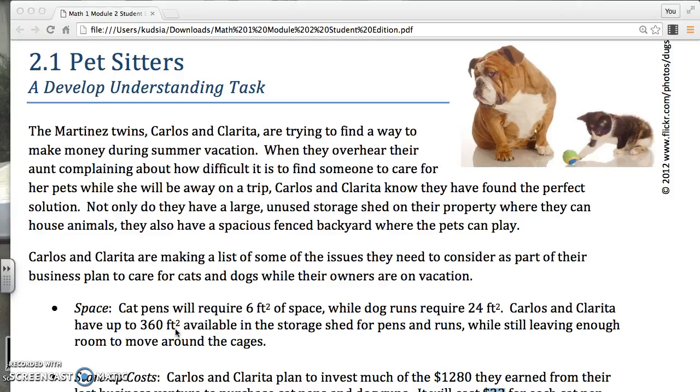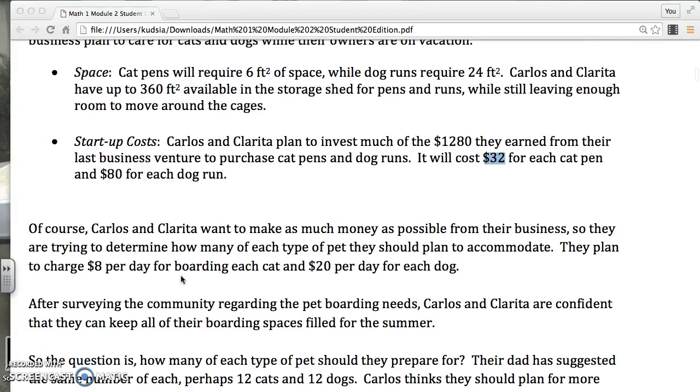Okay, so if you paused it and read it, welcome back. What I'm going to focus on is the key information here. There's a couple key things. The whole first paragraph is just set up background information, who the characters are and all that stuff. What we need to know for the math is, here, cats, they require this much space. Dogs require this much space. The problem's all about dogs and cats, how much space they take, but then it also involves money. So we're going to have to keep track of all these things.